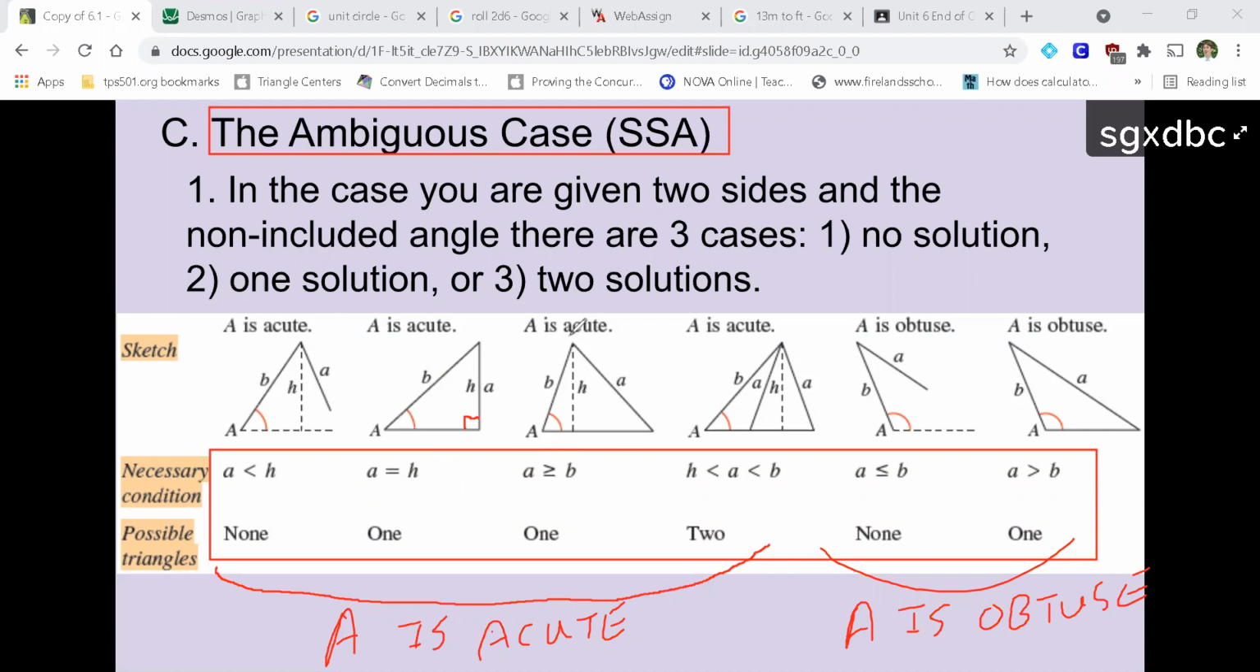If A is greater than B, then there's only one way that you can make it work, and you'll have one solution as well. The issue comes if A is between H and B. If A is between H and B, then there are two ways I could connect A to the base, which means there's two triangles that I could make that have those measurements for my side and angle. If A is obtuse, there's only two cases. Either A is too short that you can't make a triangle at all, or if A is greater than B, there's only one type of triangle it can make.